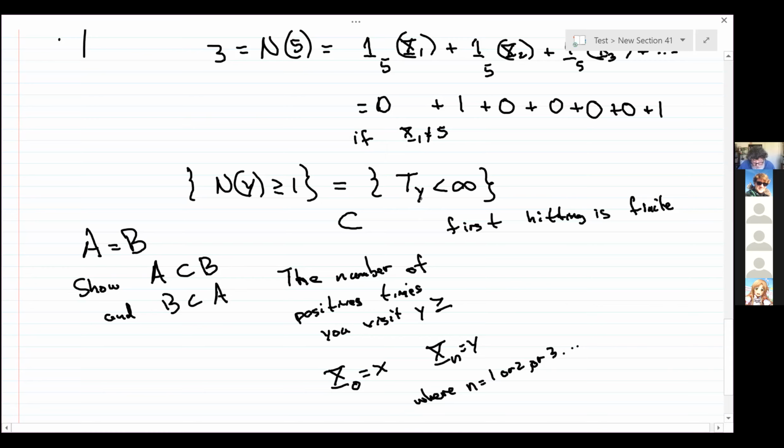What's left to convince ourselves is that the opposite is true. Suppose you're in here. If you're in here, what we already said is that the time you first hit Y could be 1. The time you first hit Y could be 2. The time you first hit Y could be 3. It could be any of those. So if you're in here, one of these is true. Either the time you first hit Y is time 1 or 2 or 3 or etc. One of these is true.